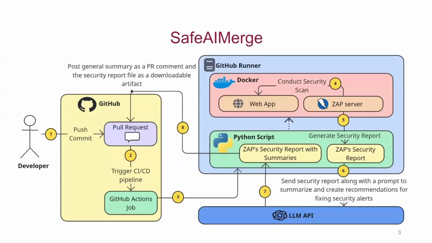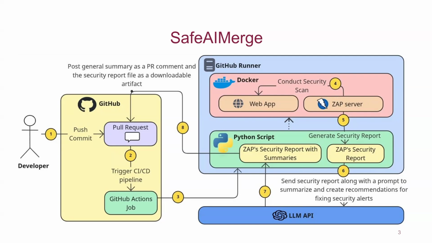Let me walk you through the workflow of our tool shown in this diagram. Step 1. The process begins with the developer. Whenever the developer pushes a commit or opens a pull request in GitHub, this event triggers the pipeline. Step 2. Once the pull request is created, GitHub automatically triggers the CI/CD pipeline. This ensures that every new code change is checked right away.